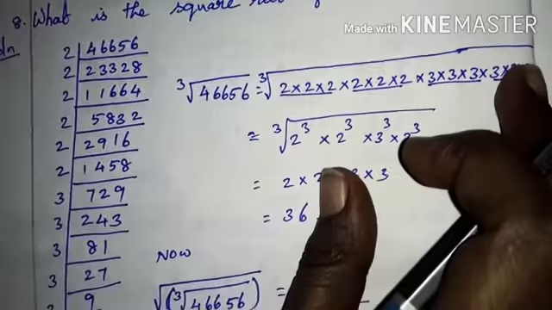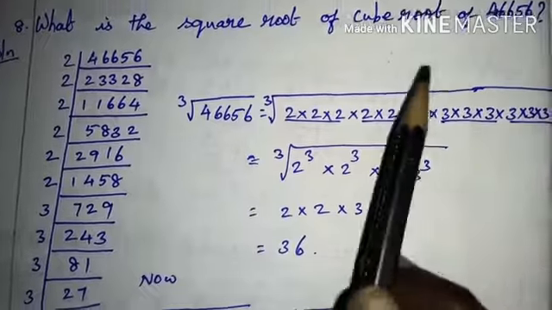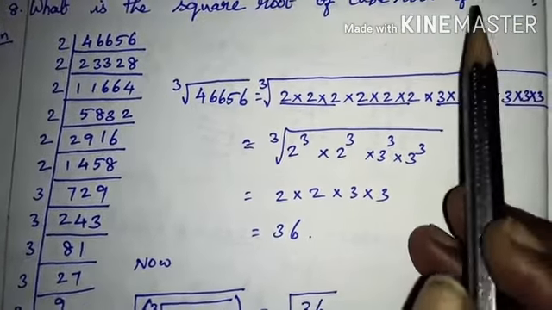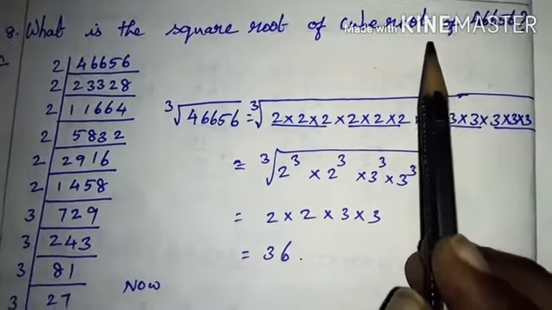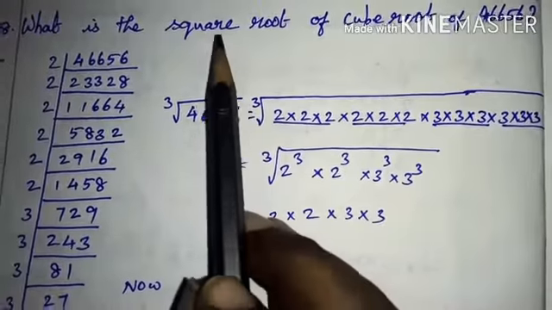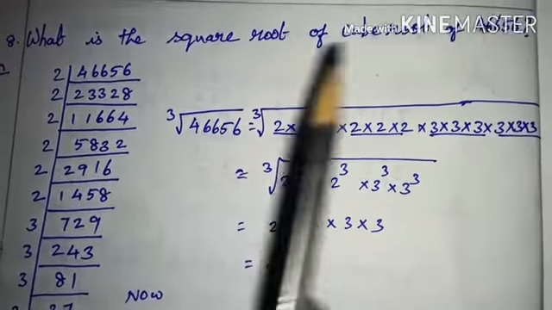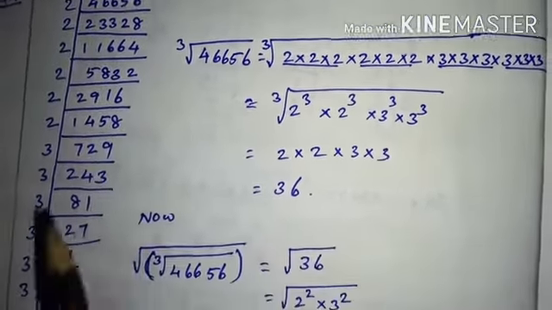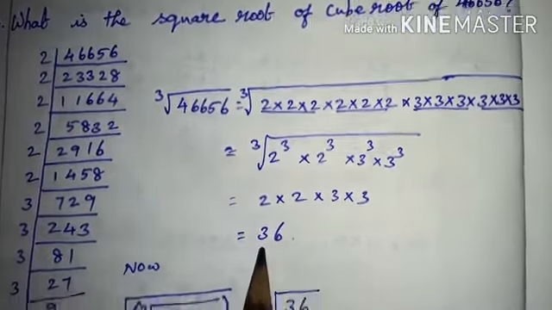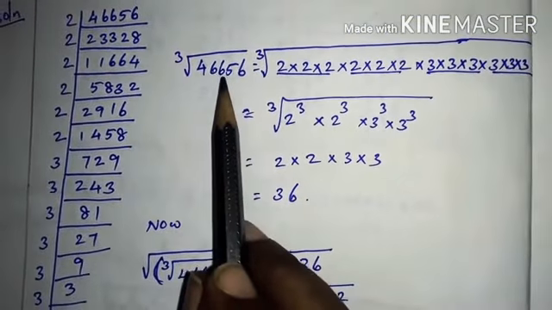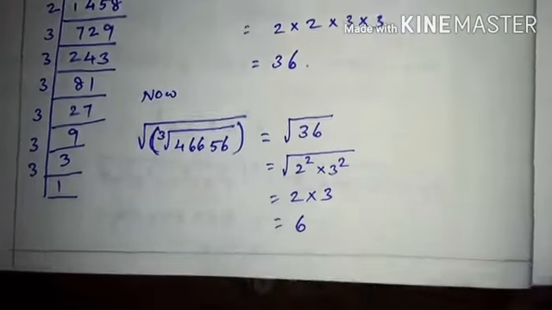Eighth sum, find the square root of the cube root of 46,656. In this sum, first you have to find the cube root of 46,656. For that cube root, you have to take the square root. First, we will find the cube root of 46,656. After taking the prime factors, we get the cube root as 36. That is, the cube root of 46,656 is 36. For this 36, you have to take the square root.